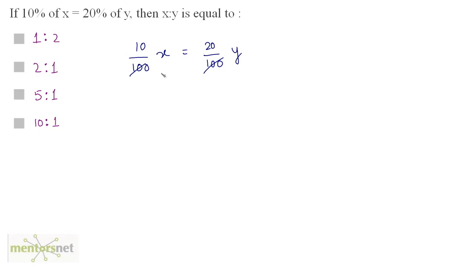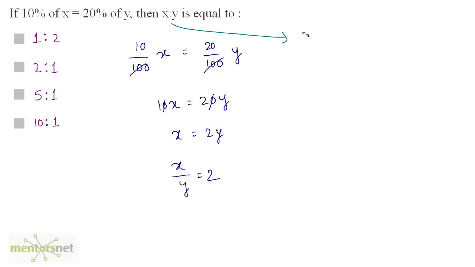So these hundreds get cancelled out. We have 10x is equal to 20y. Again these zeros get cancelled out. We have x is equal to 2y, and x by y is equal to 2. And this ratio, x is to y, is x by y, and that is 2 by 1. So 2 is to 1 is the ratio. Option B is the correct answer for us now.